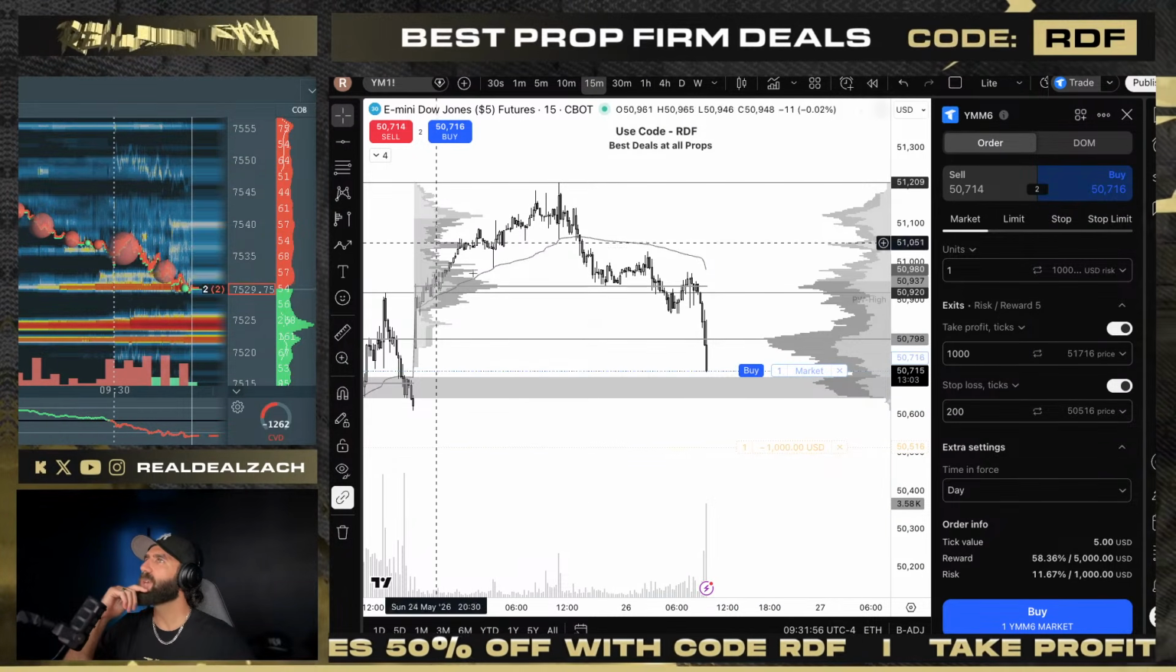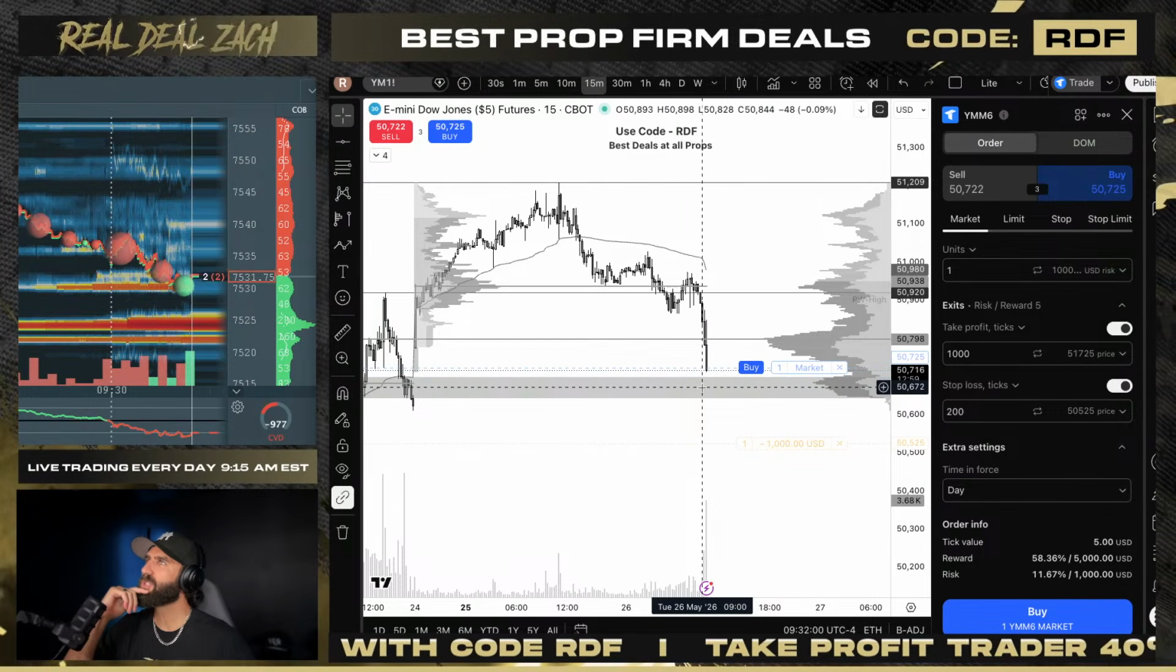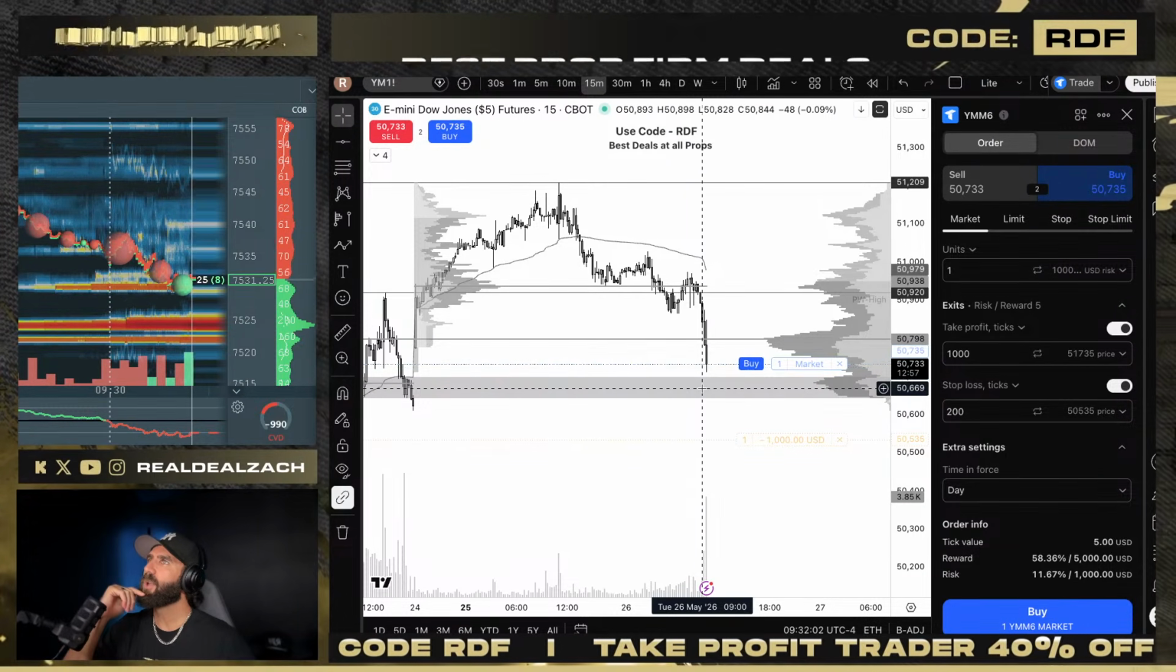Looking for this long like we talked about. Again, down below this zone. I'm going to try not to be too conservative, try not to be too aggressive. Right down the middle.